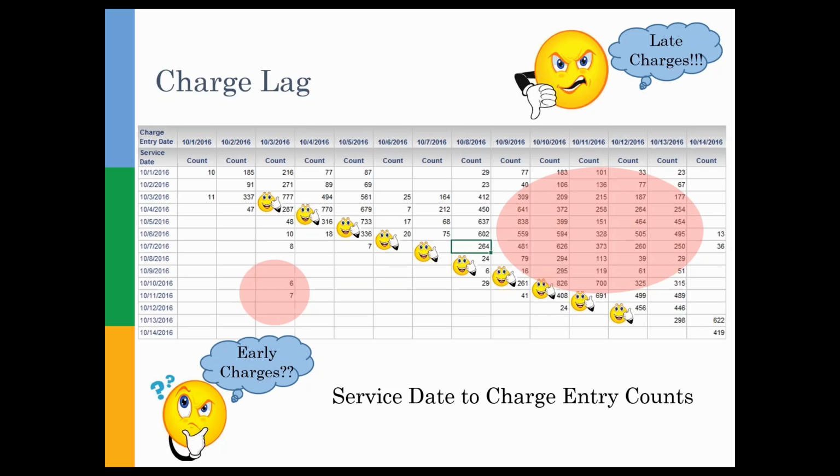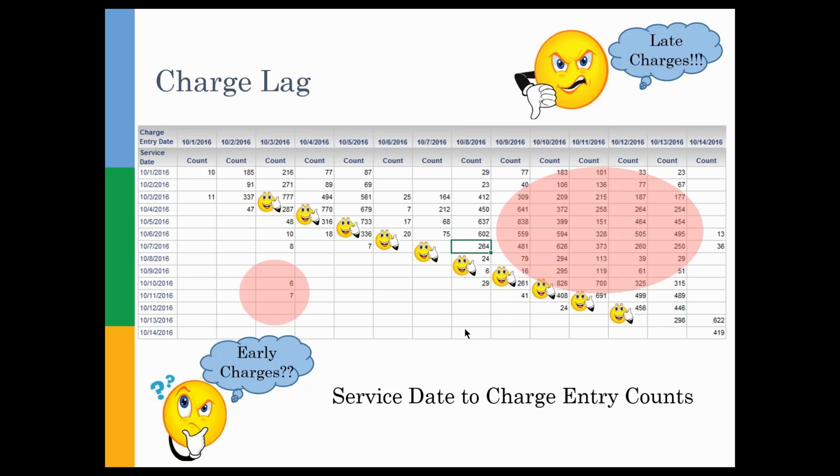You simply need your service date in the rows on the left-hand side and compare that to your charge entry date across the columns on the top. And for the measure, you can either throw your claim count in there, or just a procedure count. The idea is that you'll get the bulk of your volumes to fall right on that diagonal where the thumbs up guys are standing.